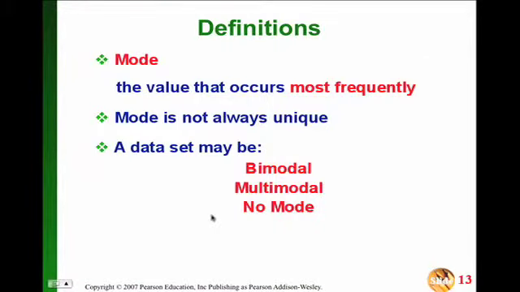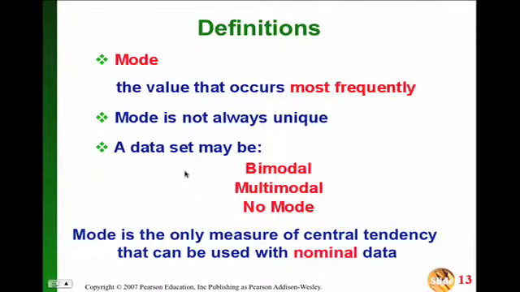The mode is the third estimate of center, and it's a value that occurs most frequently. It can be used in a couple of ways. There's bimodal, multimodal, and no mode, and we've got examples of this. So in a data set where you have one average or arithmetic mean and you have one median, you can have several modes. And it's the only measure of central tendency that can be used with nominal data.